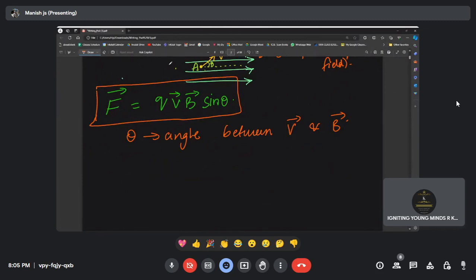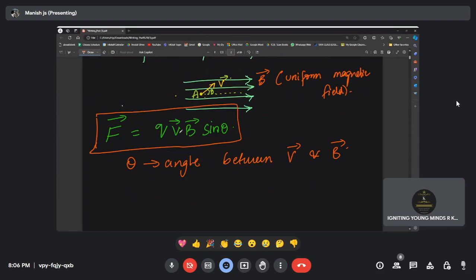I hope you guys know it. Sine is going to vary from 0 to 1. So if you take 0 degrees, that force is going to be 0 newtons. If the angle increases, the appropriate value of sine needs to be substituted, and then you will get the value of force, provided you have charge, velocity, and magnetic field.